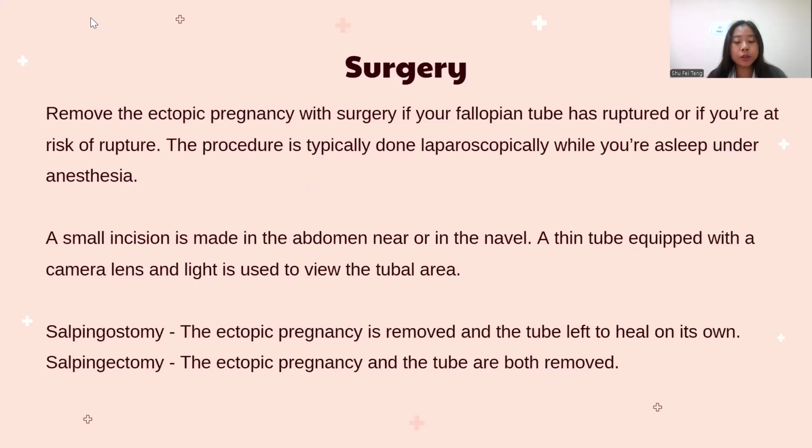The second method is surgery. Remove the ectopic pregnancy with surgery if your fallopian tube has ruptured. The procedure is typically done laparoscopically while you are asleep under anesthesia. So there are 2 types of surgery, which are salpingostomy, where the ectopic pregnancy is removed and the tube is left to heal on its own. And the second one is salpingectomy, where the ectopic pregnancy and the tube are both removed.